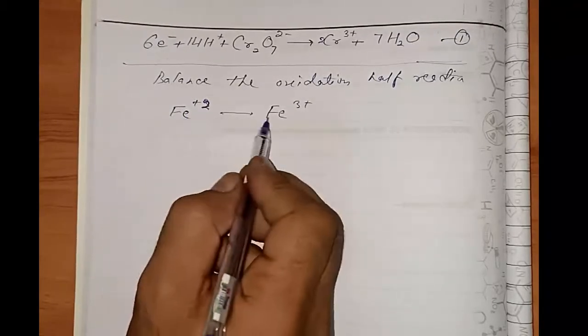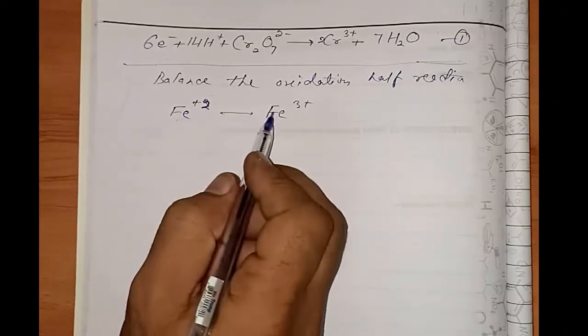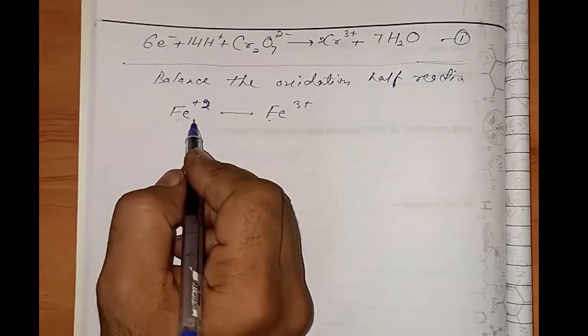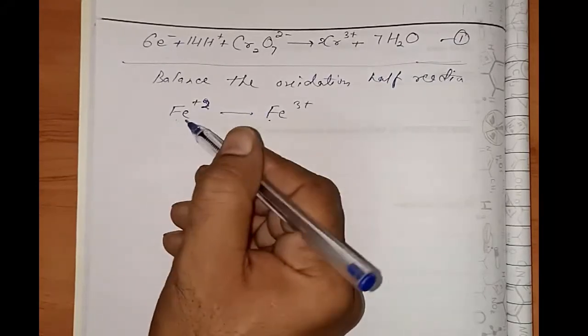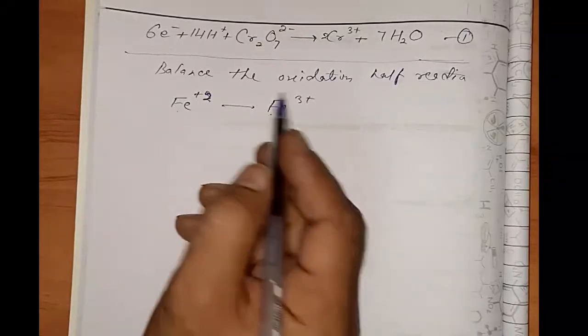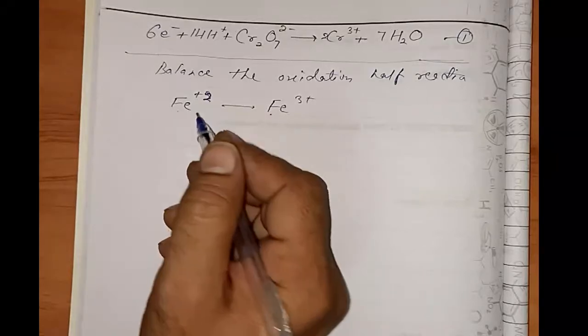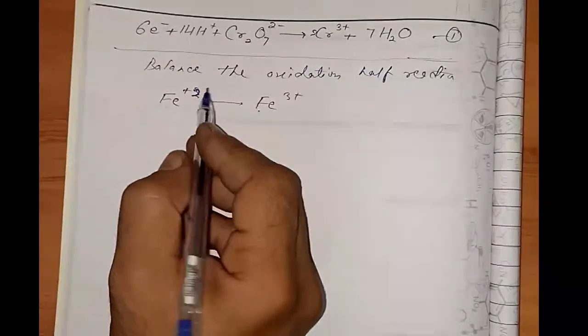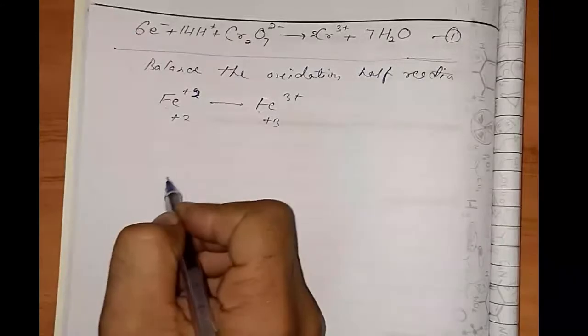First we have to balance the atom other than oxygen and hydrogen. Here is only one Fe, here is only one Fe. Now balance oxygen here, because oxygen is absent we cannot balance. Then we have to balance hydrogen. Here is no hydrogen in this equation, so hydrogen cannot be balanced. Now the only thing left is charge. Here charge is +2 and here charge is +3.